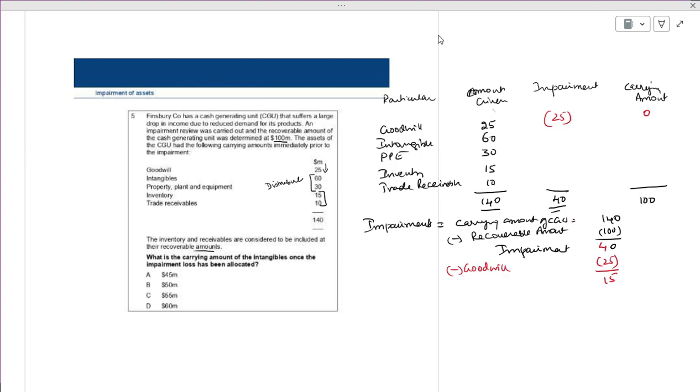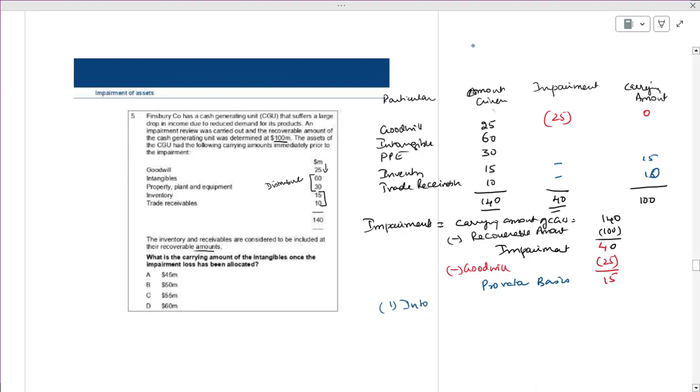Now, what they are saying is there is no impairment for these. This is 15 and this is 10, so here there is no impairment. How much is to be distributed? You have to do it on a pro rata basis. First, from whom do you have to take?